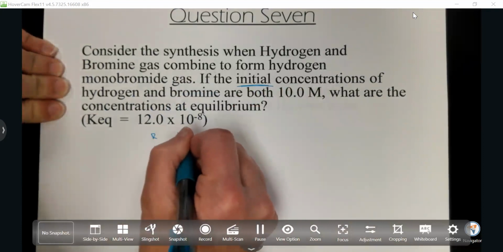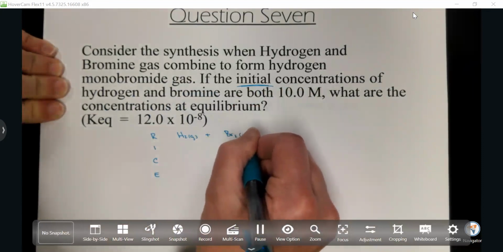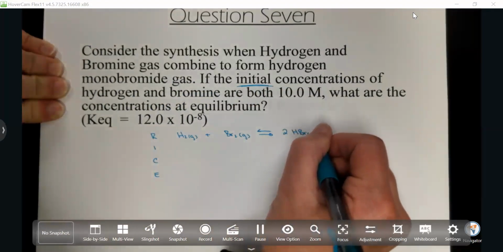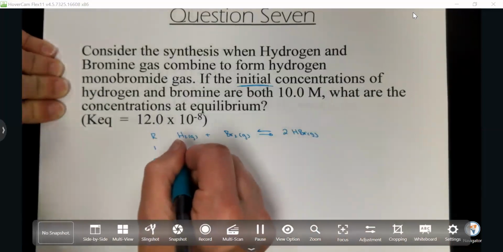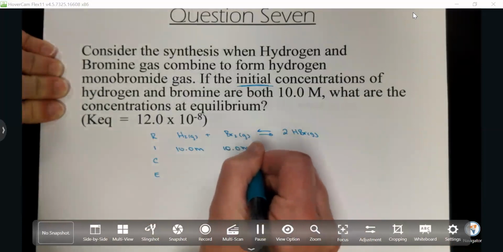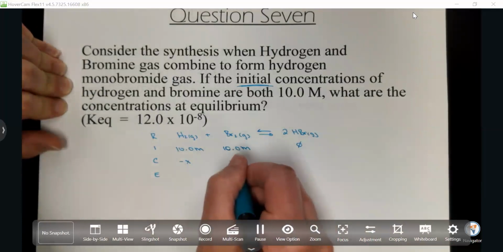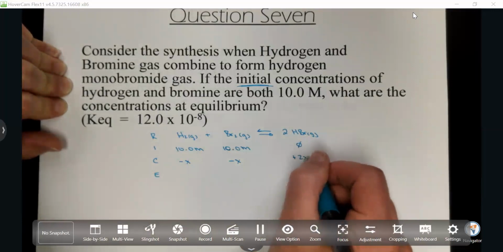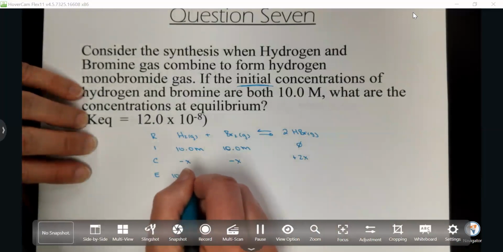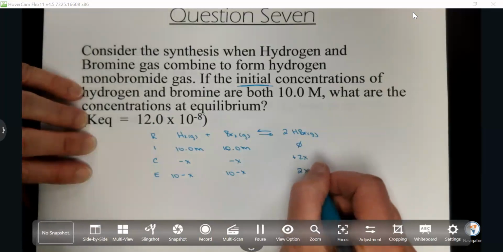So hydrogen gas plus bromine gas, don't forget bromine's diatomic, are going to react to form hydrogen monobromide. It says we initially have 10 molar concentrations of hydrogen and bromine. We start with no product. We're going to lose some of this. We're going to lose some of this. We're going to gain some hydrogen bromide product. And so our equilibrium row, we combine our initial and our change row to get this.